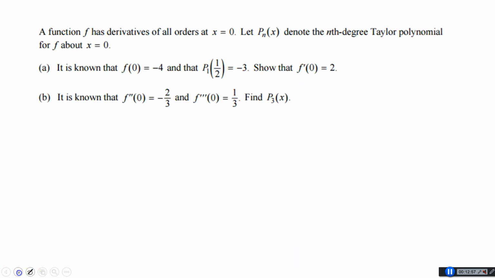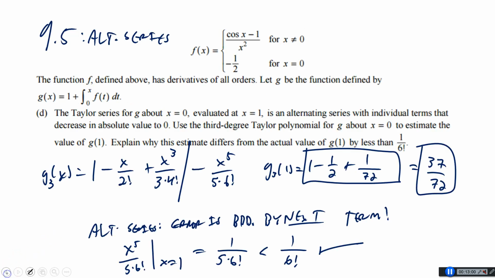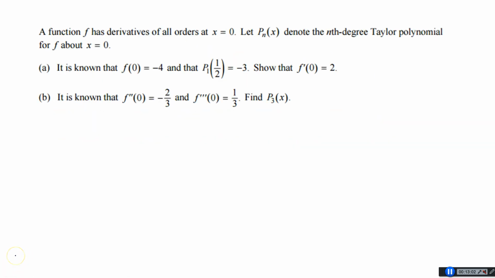Numero dos. A function f has derivatives of all orders. Pn of x is the nth degree Taylor polynomial about x equals 0. So it's the Maclaurin series.